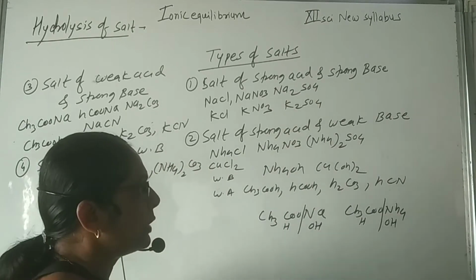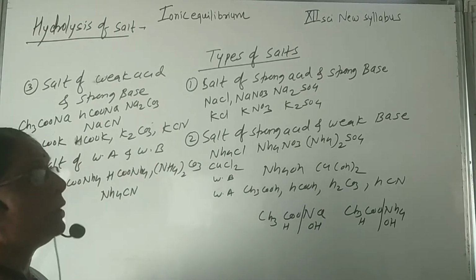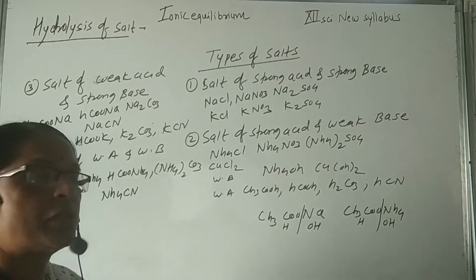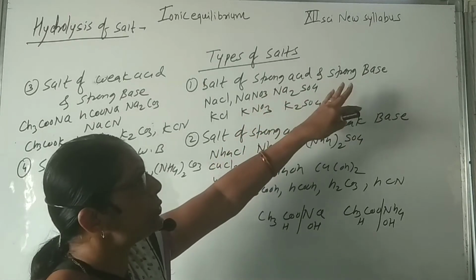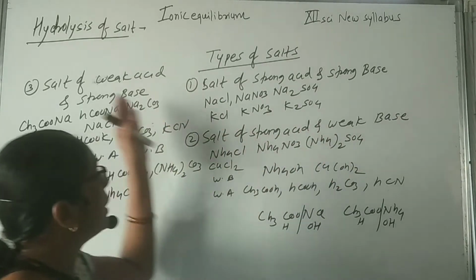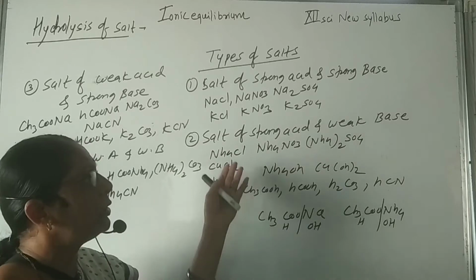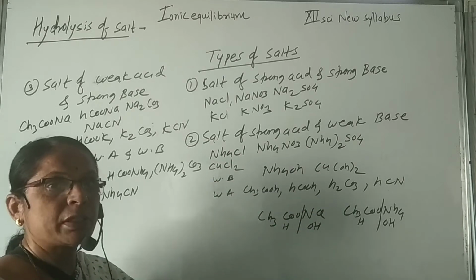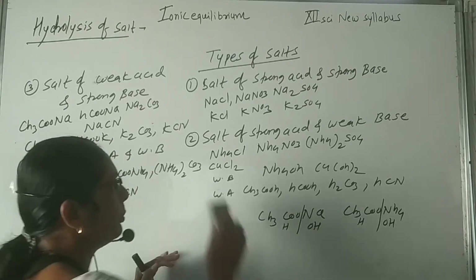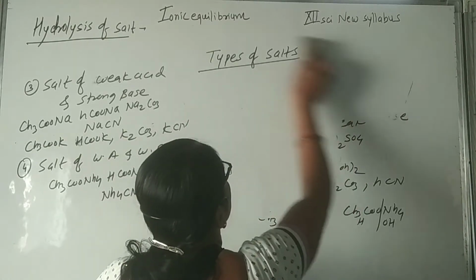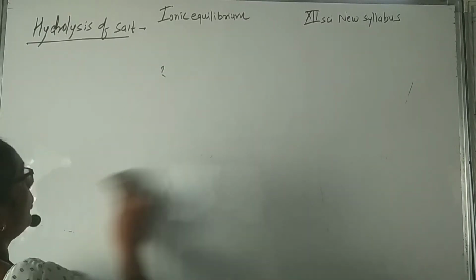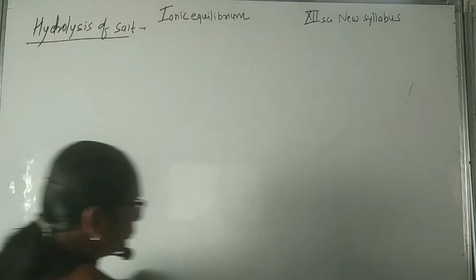So this way, we can classify salts into 4 types depending upon the acid and base we use. If both acid and base are strong, it is a salt of strong acid and strong base. If any one of them is weak, it is a salt of weak acid and strong base, or weak base and strong acid. And if both are weak, it is a salt of weak acid and weak base. So these are the 4 types of salts depending upon the acid and base we are using.